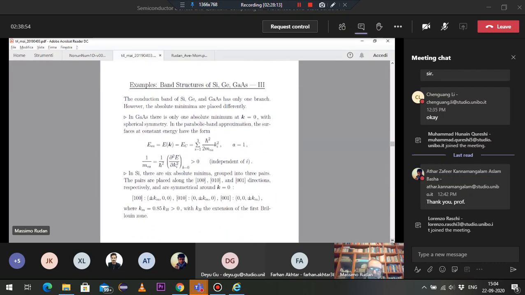The conduction band of the three semiconductors is different, as you remember, okay? In gallium arsenide, there is only one absolute minimum at the gamma point with spherical symmetry. So again, in gallium arsenide, also in the conduction band, the values of the effective masses along the first, second, and third direction are equal to each other.